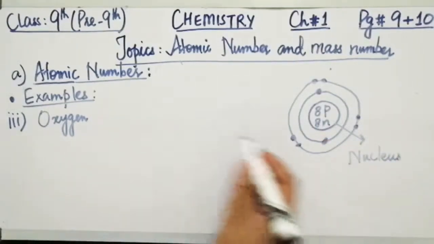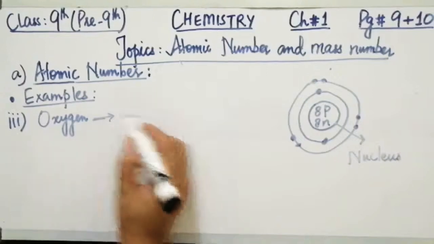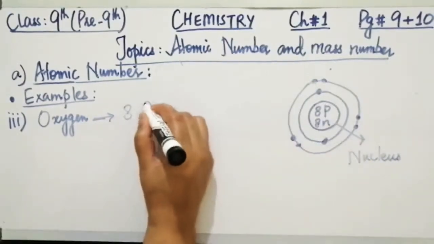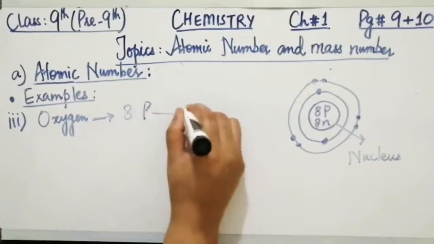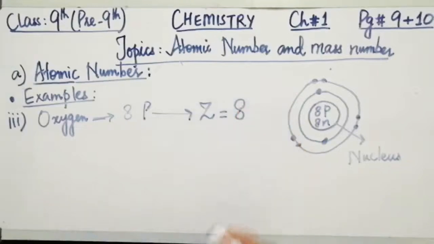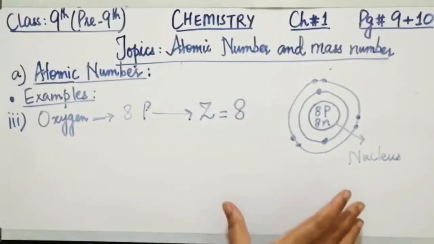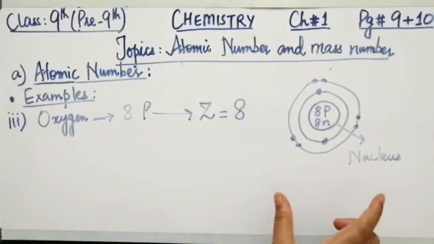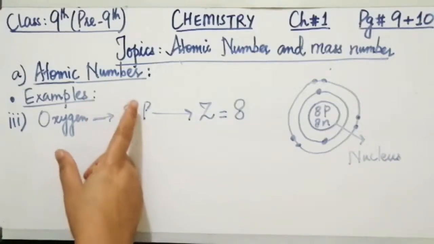Now, first observe the number of protons. How many? 8 protons. So what will be the atomic number Z of oxygen? It is also 8. Now I think you are able to find out the number of protons, neutrons as well as electrons, and from that you can calculate the atomic number of any element by yourself.